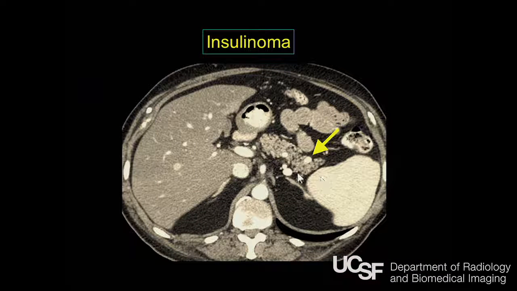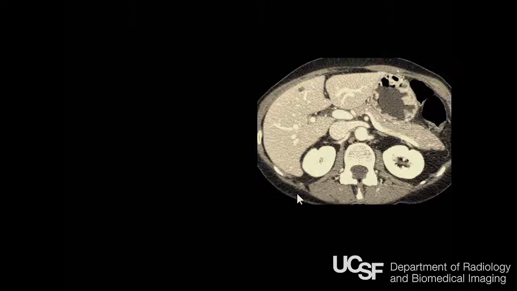So here's a clear insulinoma. You can see focal intense enhancement on arterial phase, very small. There's an insulinoma in this patient also. This is more of a venous phase image.